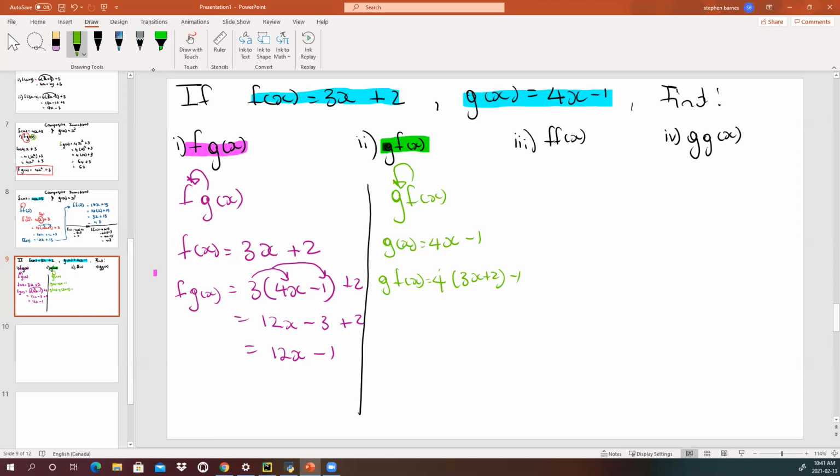So let's multiply it out. 4 times 3x equals 12x. 4 times positive 2 is 8, minus 1. So we have 12x plus 7. Understood? Any questions?